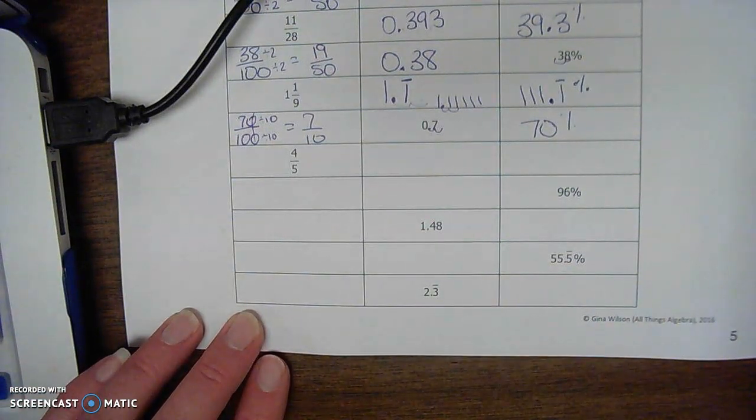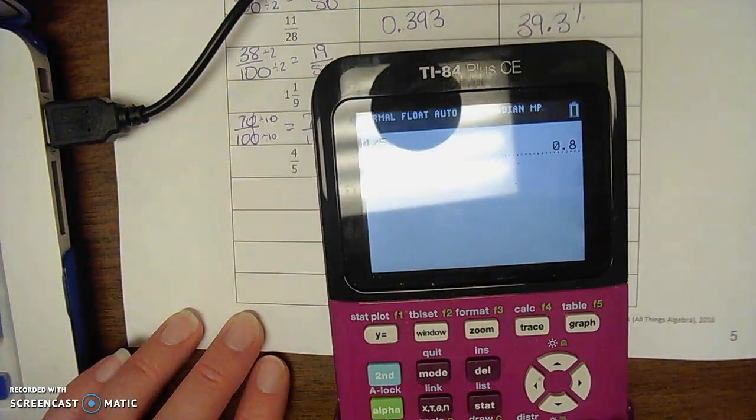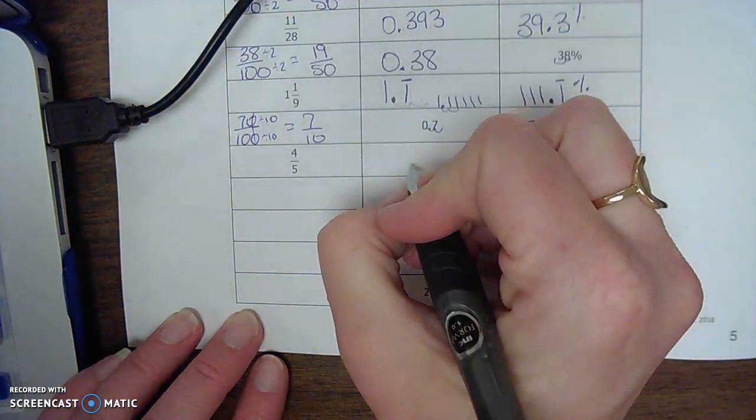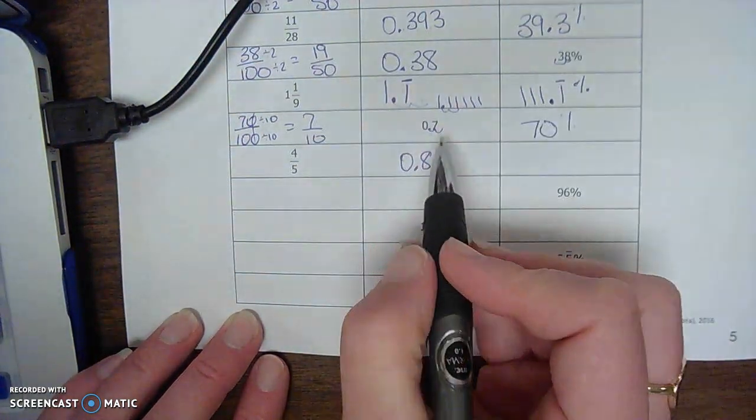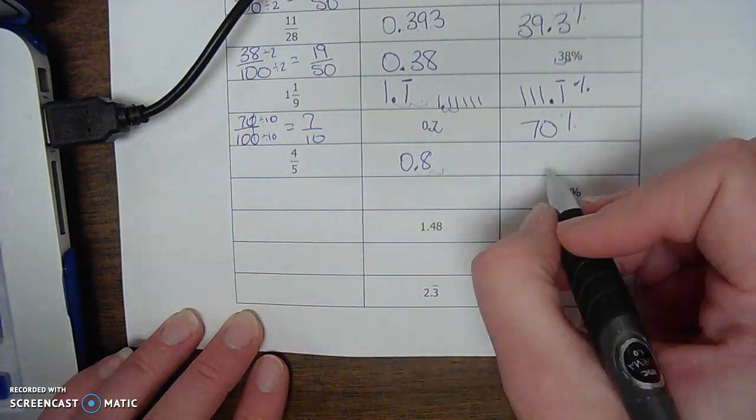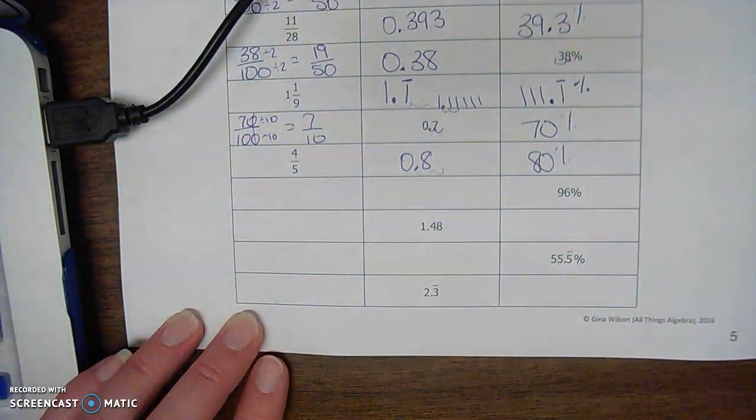4/5. So again, 4 divided by 5 gives us 0.8. Just like we did up here, when you move it twice, you need to add the 0. So 80%.